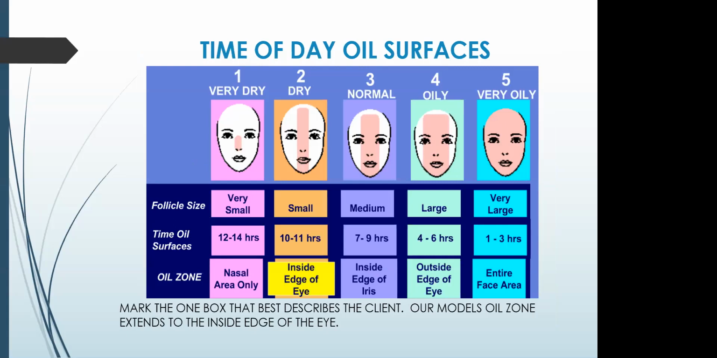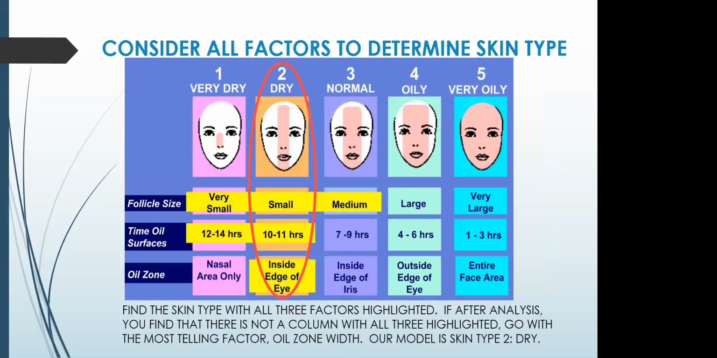And then your choices are the nasal area, inside edge of the eye, inside edge of the iris, outside edge of the eye, or the entire face. Now, once you've gone through each section and you've answered all 3 questions, you're going to find the skin type with all 3 factors highlighted.